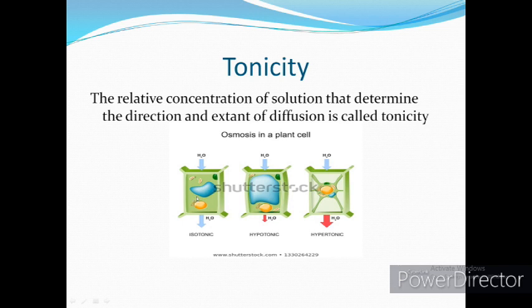Students, we have seen here this is an isotonic solution. Isotonic means the concentration of the solute will be the same. As a result, the water that is entering the cell will be equal to the water that is going out of the cell, and because of this phenomenon we will not see any change in the shape of the cell. So this is a normal cell. We can say that this is the normal cell. The cytoplasm is this much big.